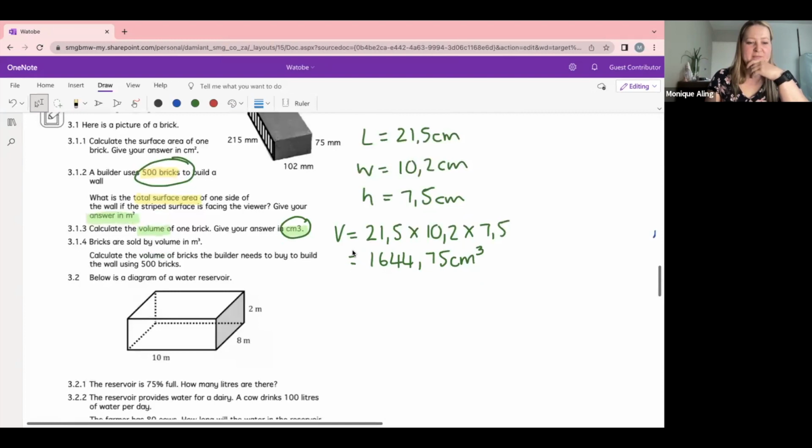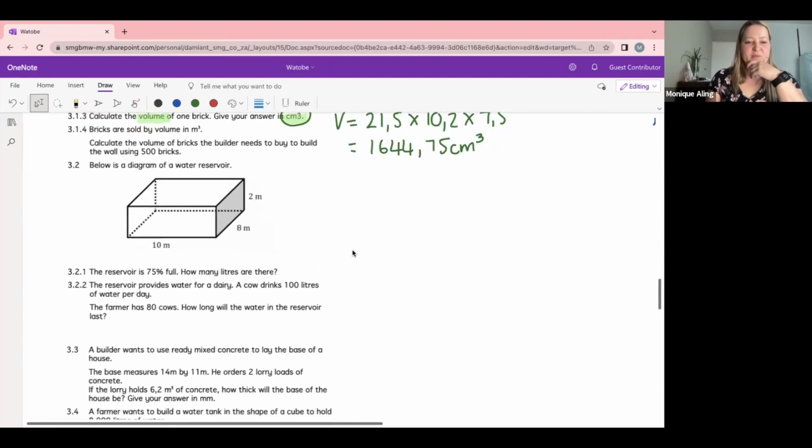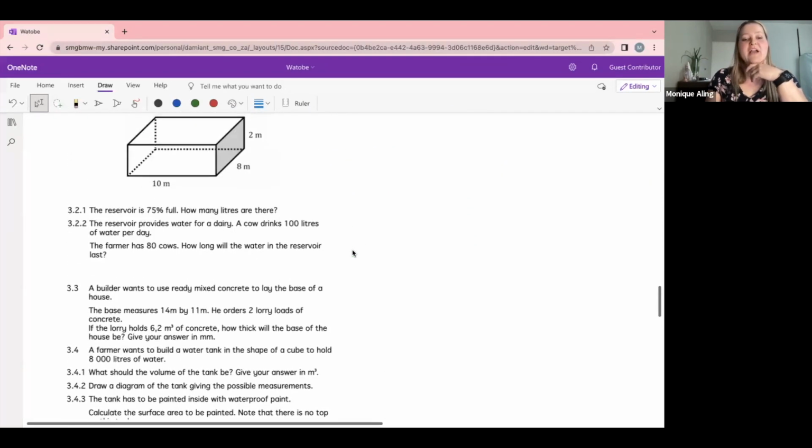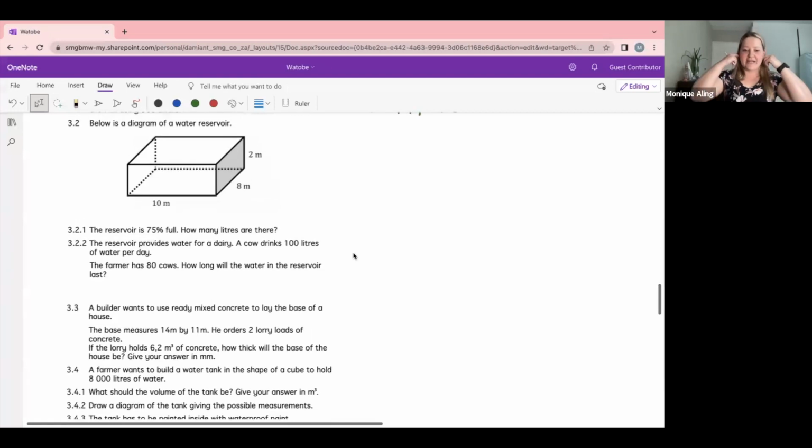Okay, guys, so I am going to skip past 3.1.4 and let's look at the question we were all eagerly looking at. Below is a diagram of a water reservoir, something that holds a lot of water. They've given us our dimensions. They're all in meters. Now it says 3.2.1. The reservoir is 75% full. How many liters are there? How do you think we're going to approach this question?